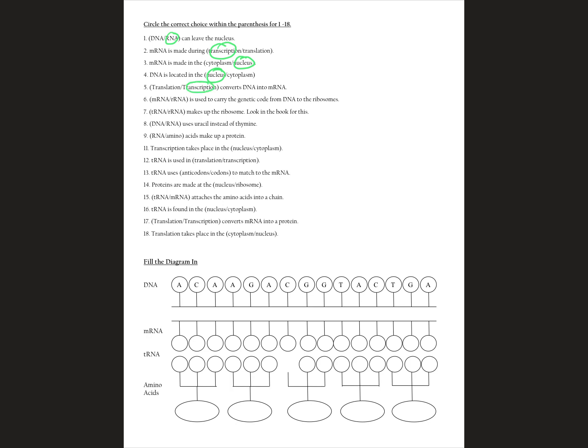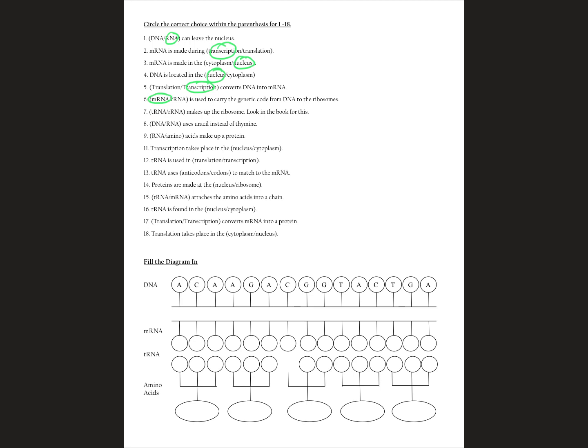Transcription converts DNA into RNA. mRNA or tRNA? Used to carry. Carry is tRNA. Is used to carry the genetic code. Oh, it's mRNA. Sorry. Carry the genetic code. I saw carry and I thought amino acid. See, that's how you get it wrong. See why it's tricky? Your brain fills in the blanks.